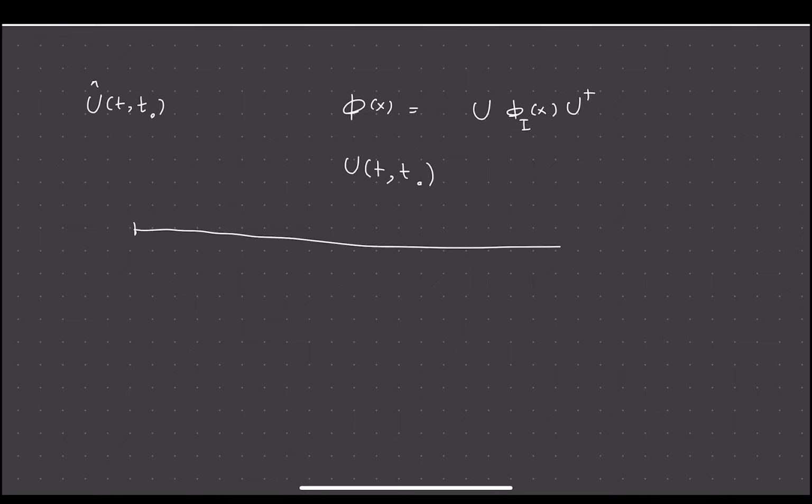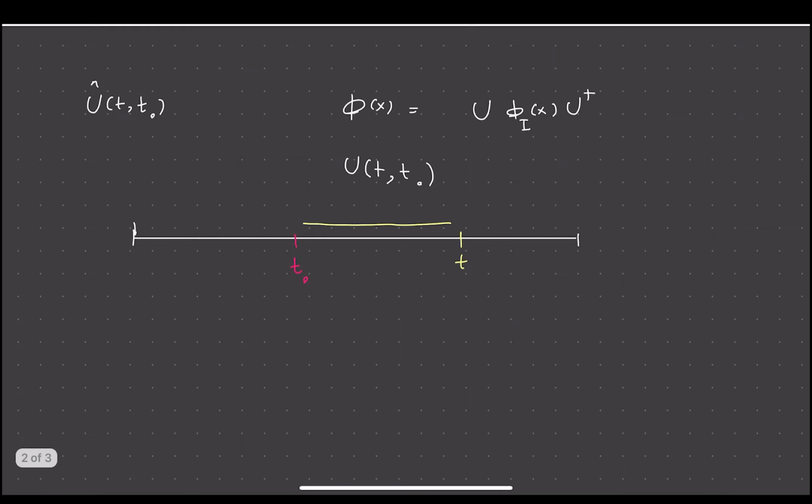Okay, in the previous session, we talked about the operator U(t, t0). This was the operator that we were using in order to get the field when we have interactions. So phi(x) was equal to U dagger phi_I(x) U. Again, we were assuming that this U is a function of two variables, t and t0. Imagine the interaction starts at the point t0, and then at the point t, we are at an arbitrary distance from the interaction.